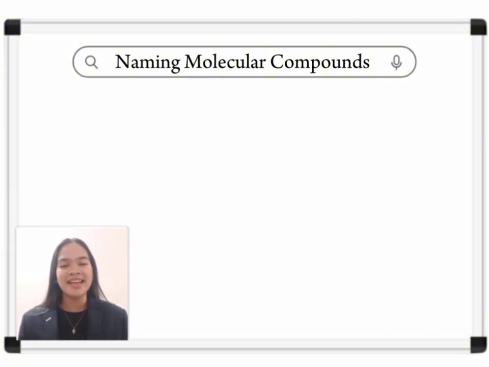In summary, naming molecular compounds relies on the correct use of prefixes rather than charge balancing. Consistent practice with these rules will help you develop accuracy and confidence in chemical nomenclature.